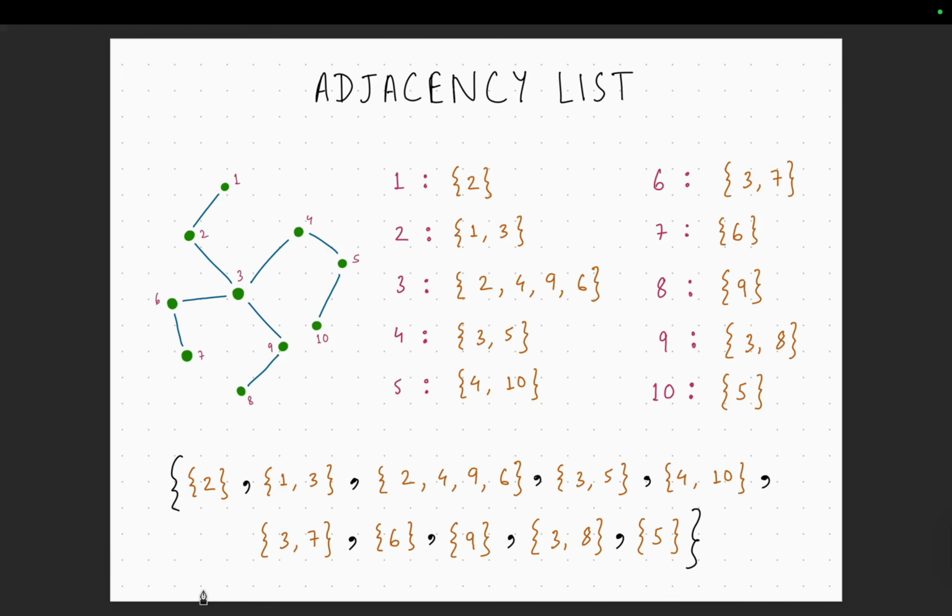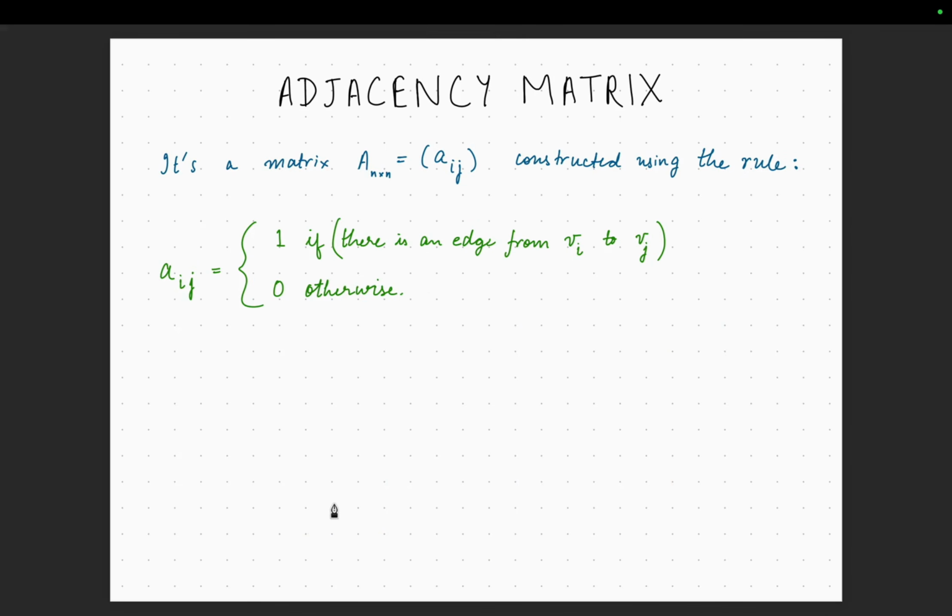Next, there is a data structure called an adjacency matrix. This is how we just write matrices mathematically, A(n × n) or Aij. It means that it's an n × n matrix, and the ijth element is equal to 1 if there is an edge from Vi to Vj, and it is 0 if there is no edge from Vi to Vj.